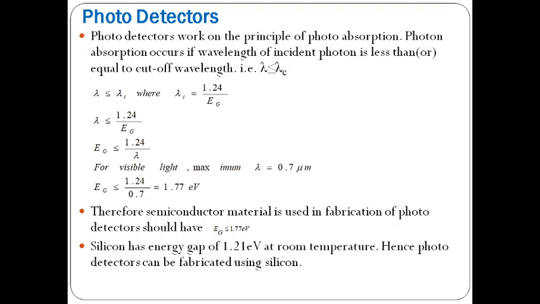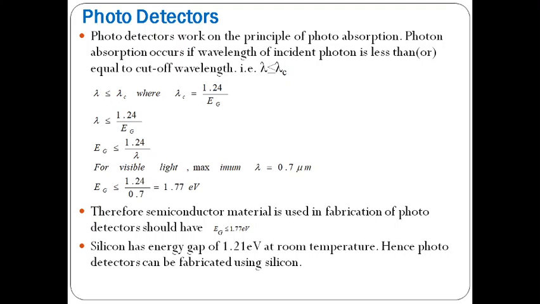This photo absorption occurs if the wavelength of the incident photon is less than or equal to the cutoff wavelength, which is equal to 1.24 by energy gap Eg. So you can write lambda is less than or equal to 1.24 by Eg. We know for the visible light, the maximum wavelength is 0.7 micrometer. From that we can write the energy gap of the material in the photodetector as Eg is less than or equal to 1.24 by 0.7. That means it is equal to 1.77 electron volt.